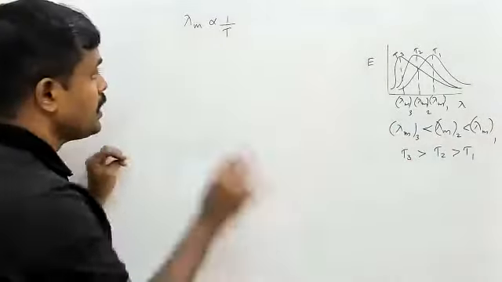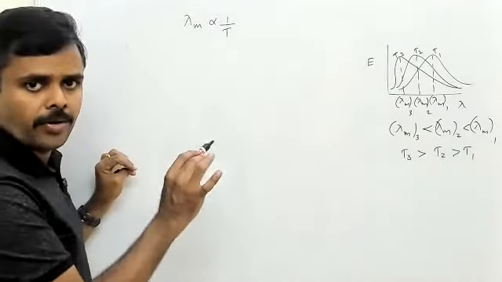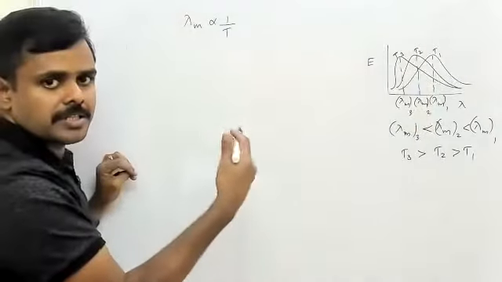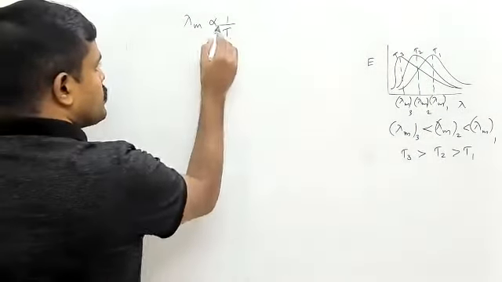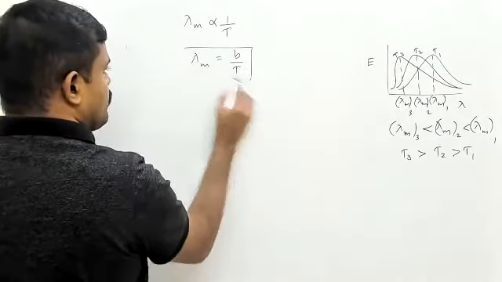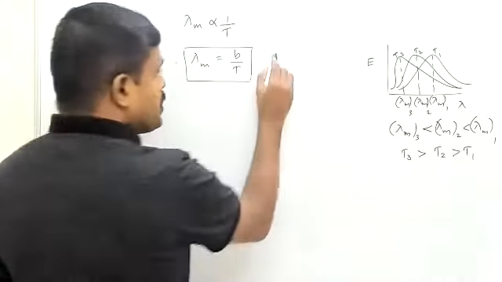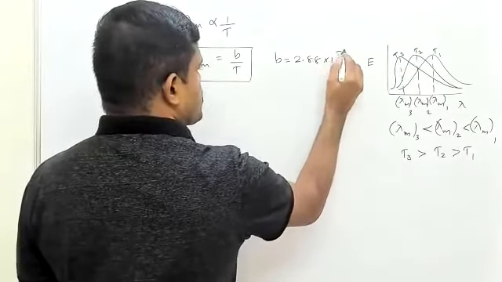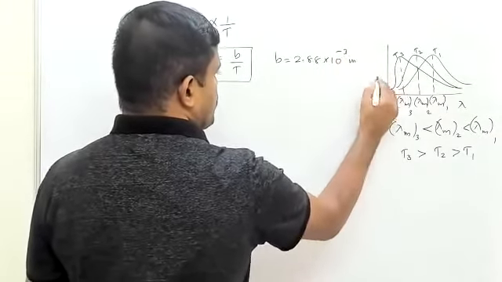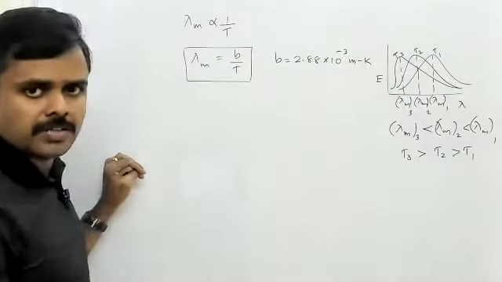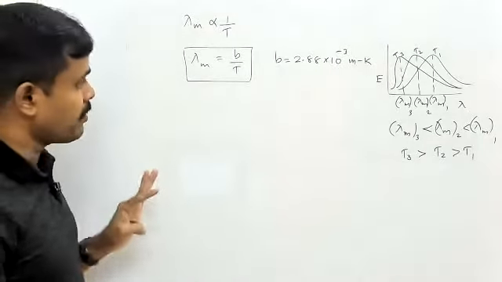This is very important. It is called Wien's displacement law because lambda maximum displaces to the left as temperature increases. So I can put a constant here. Lambda m is equal to b by T. This is called Wien's displacement law, and b is equal to 2.88 × 10^-3 meter Kelvin. Meter Kelvin is the unit of Wien's constant.